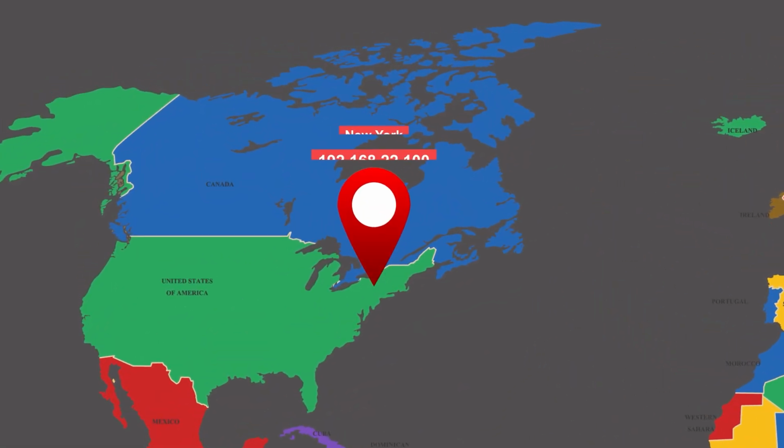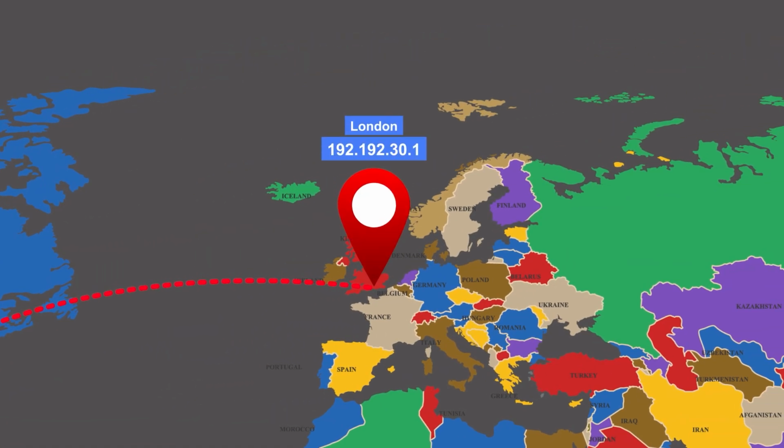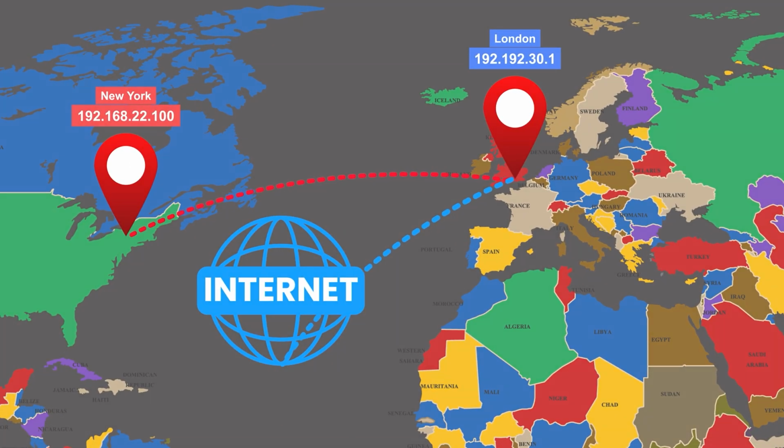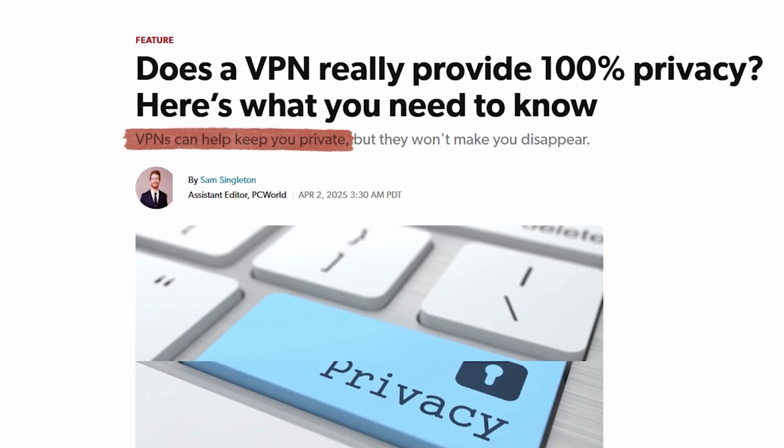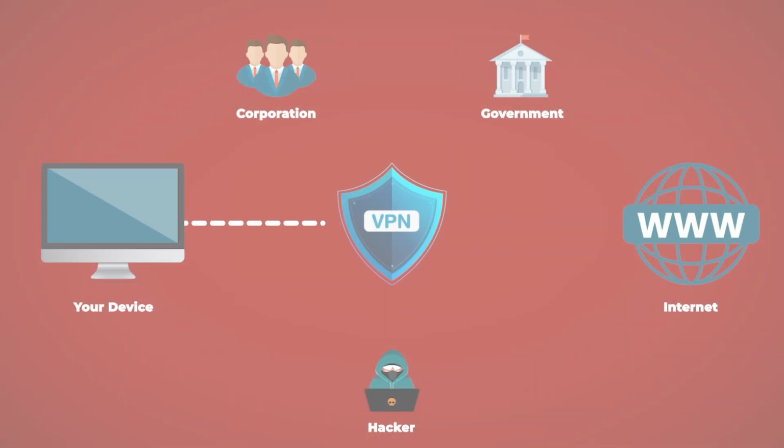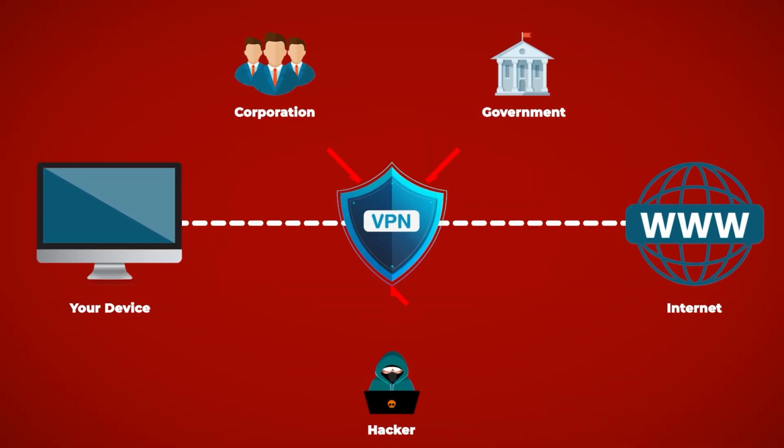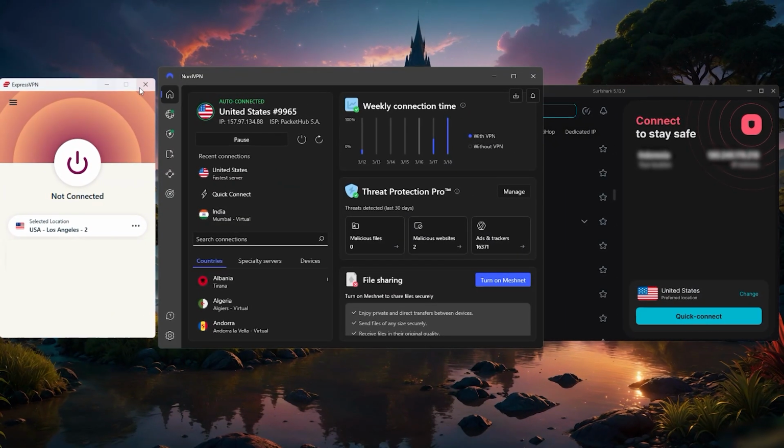But the good news is a VPN lets you connect to a server in a country where ChatGPT is allowed, like the US or UK, for example. So it seems like you're browsing from there instead. A VPN also keeps your internet activity private, so your provider or government can't snoop on what you're doing. And setting up a VPN is pretty simple.